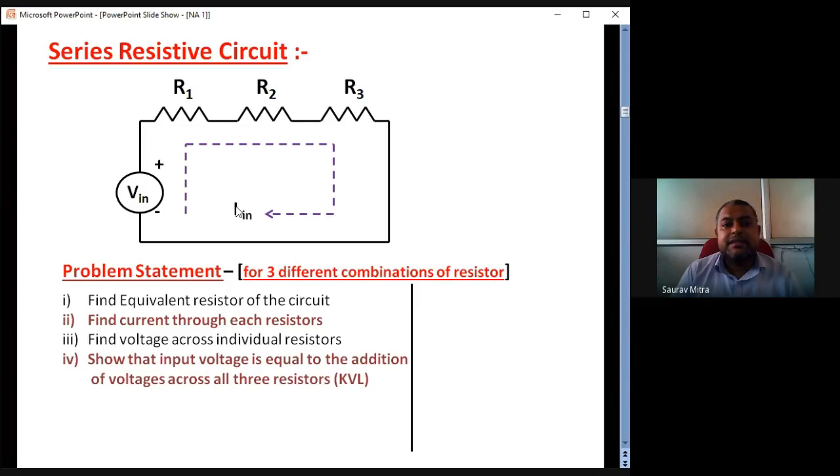And this series resistive circuit is also called a voltage divider circuit. Why is it called voltage divider? Because whatever voltage you are supplying, that gets divided across all these resistances as per their resistance ratio. So if the resistance ratio of R1 to R2 to R3 is 5 to 3 to 2, then whatever voltage you are giving here will also get divided in the ratio of 5 volt to 3 volt to 2 volt. Okay, so that's why this is called a voltage divider circuit.